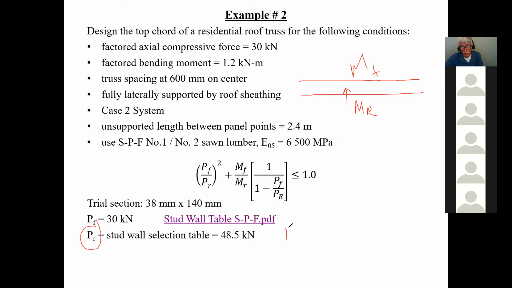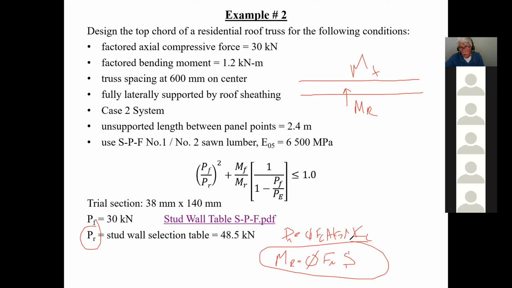So the PR is equal to phi FC KZD KC. Remember that formula? Yeah. Well, you have an MR value is equal to phi FB, what is it? S, section modulus. Anyways, there's a formula, yeah.